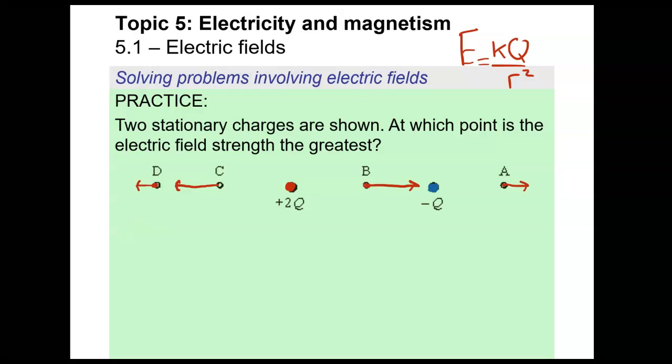So now I'm going to do the same thing for the blue charge. And notice the blue charge is negative Q. So number one, it is a negative charge and not a positive charge. And also it is smaller in magnitude than the red charge, which is 2Q. At point A, if I put a positive charge, it would be attracted to the blue charge, and so it would feel a force to the left.